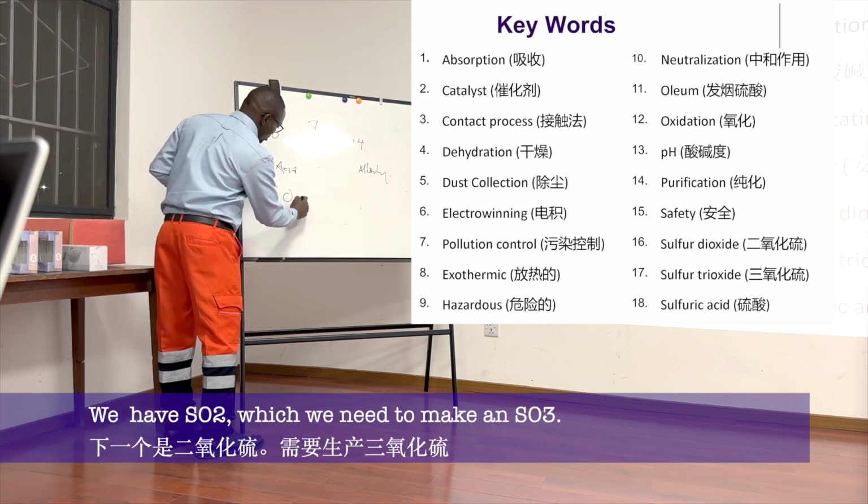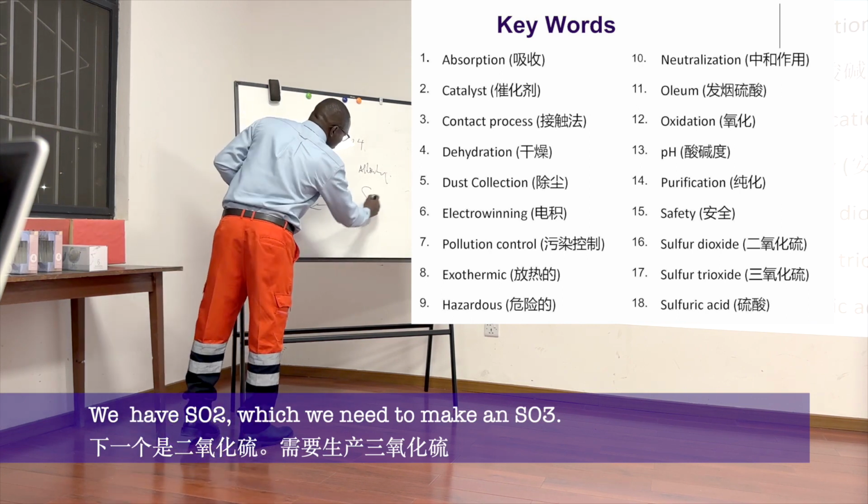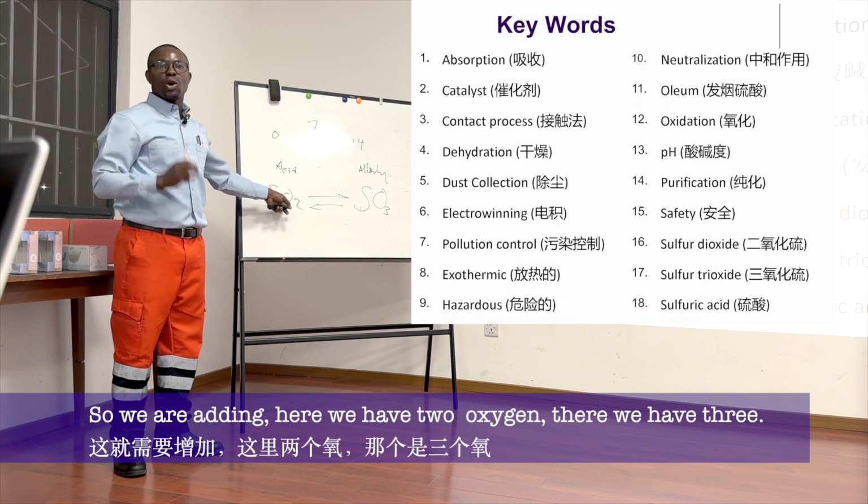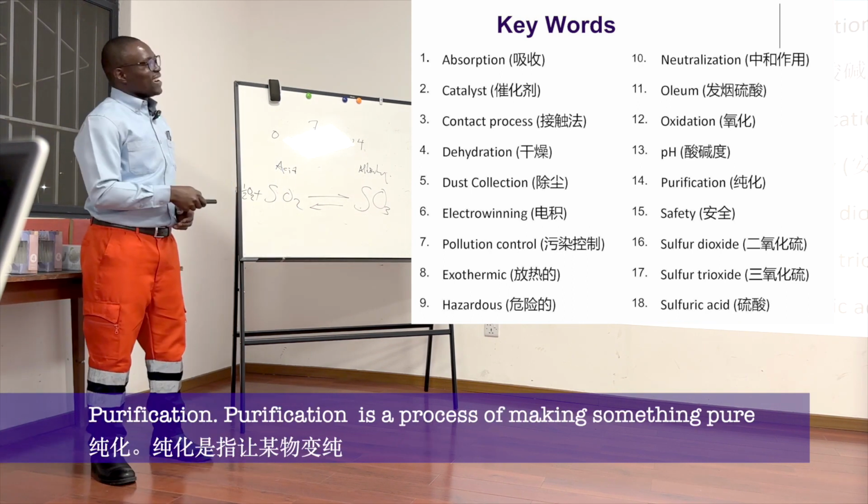Oxidation. Oxidation is the addition of oxygen, or removal of electrons from an atom or a molecule. We have SO2, which we need to make SO3. So we are adding oxygen: here we have 2 oxygen, there we have 3.